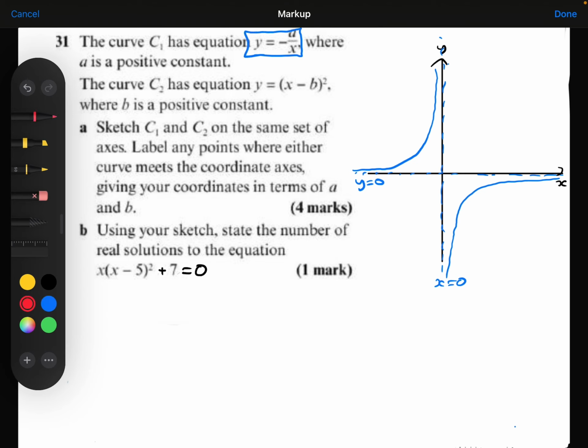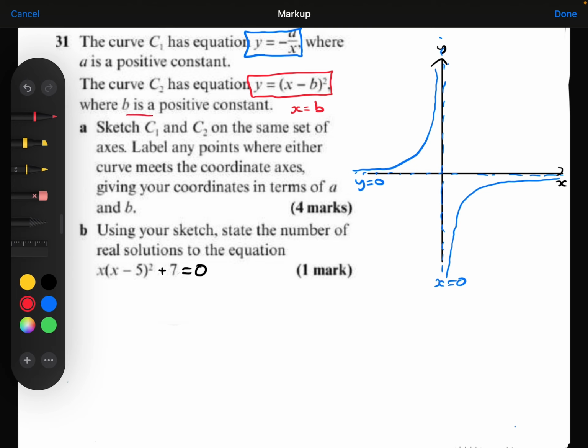Now let's move to C2. So we've got y equals x minus b all squared. So it's quadratic. It's a positive quadratic because if I expanded this out, I'd have a plus x squared and not a minus x squared. So therefore I know it's a U shape rather than an N shape. I can also see that it has a repeated root when x equals b. The y coordinate will equal 0 when x is b, and that's a repeated root because of the squared here.